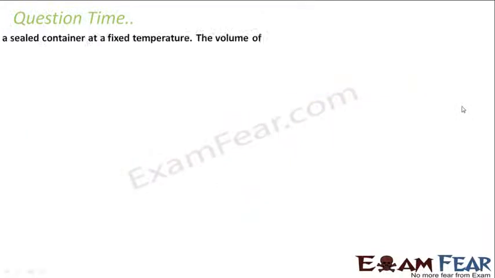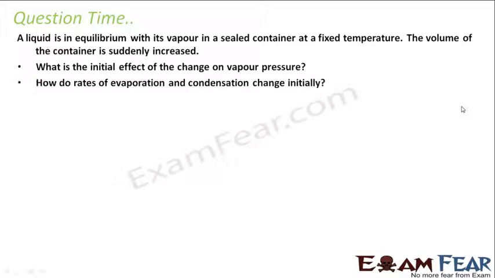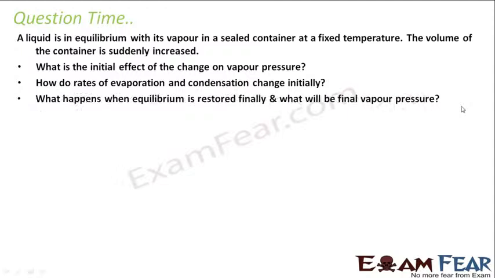So let's take one example. A liquid is in equilibrium with its vapor in a sealed container at fixed temperature. The volume is suddenly increased. What is the initial effect on the vapor pressure? How does the rate of evaporation and condensation change initially? And what will happen if the equilibrium is restored finally?